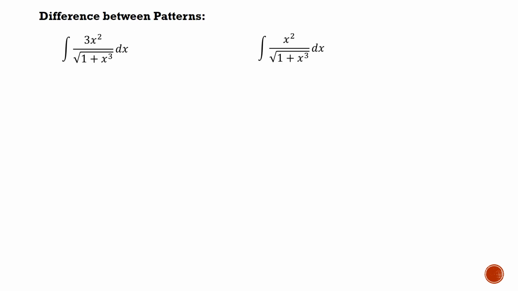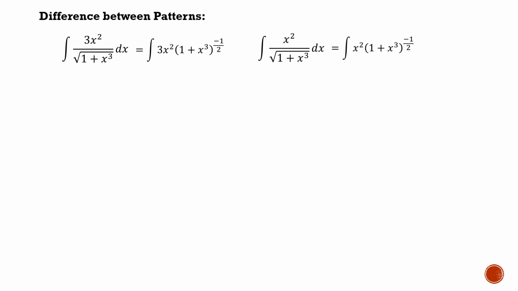Okay, so we're going to take a look at the difference between these patterns. So this is pretty much to sum up what we've already spoken about. The first thing I'm going to do is rewrite these two equations. So there we go. We have the integral of 3x squared times (1 plus x cubed) to the negative 1/2 and x squared times (1 plus x cubed) to the negative 1/2.